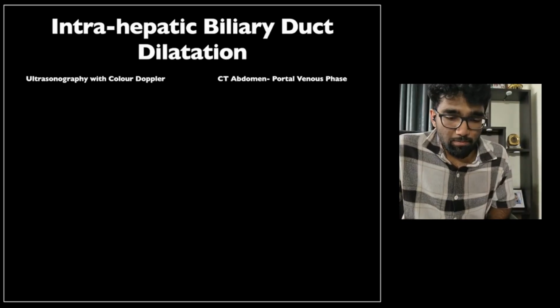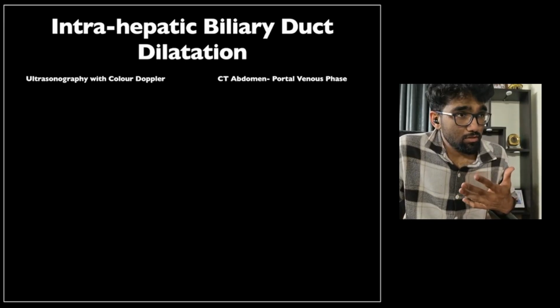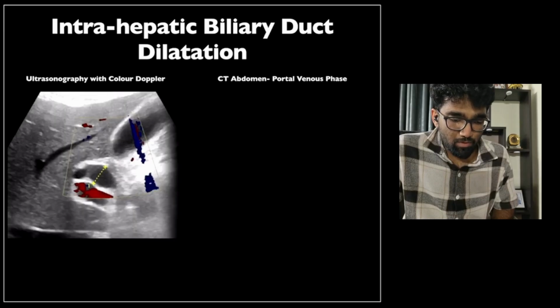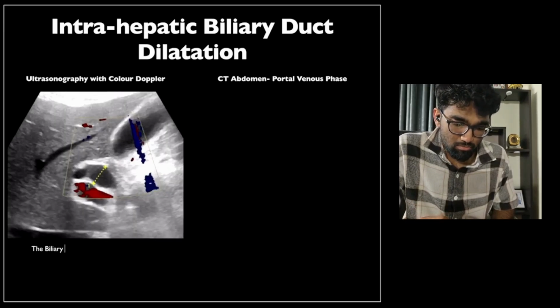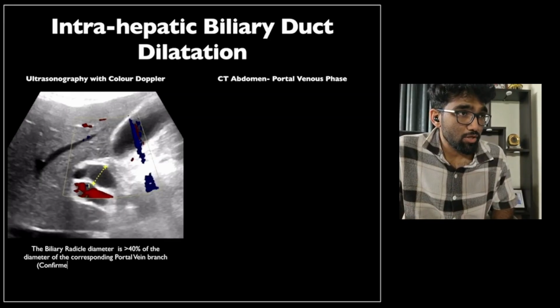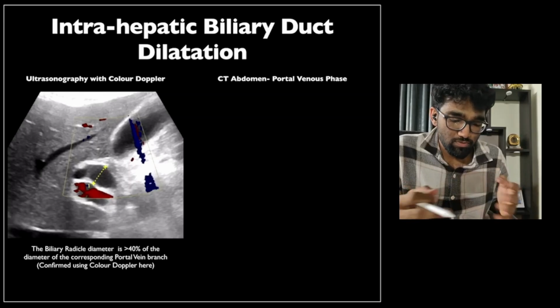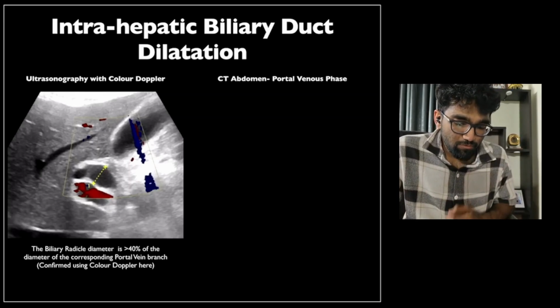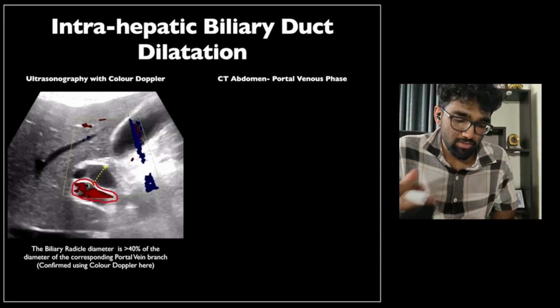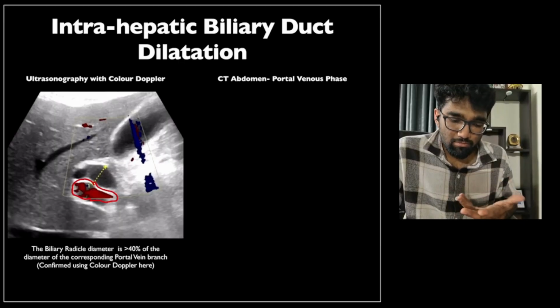Okay, so for an intrahepatic biliary duct dilatation, we look for the findings in the ultrasound of the liver and in the CT abdomen. So in case of the ultrasound, this is what we see. We compare the diameter of the biliary radicals to the corresponding portal veins. The biliary radicals and the portal veins obviously go together, and you can confirm that it is the portal vein by putting a color Doppler probe there. Also, the flow would be going away from the probe.